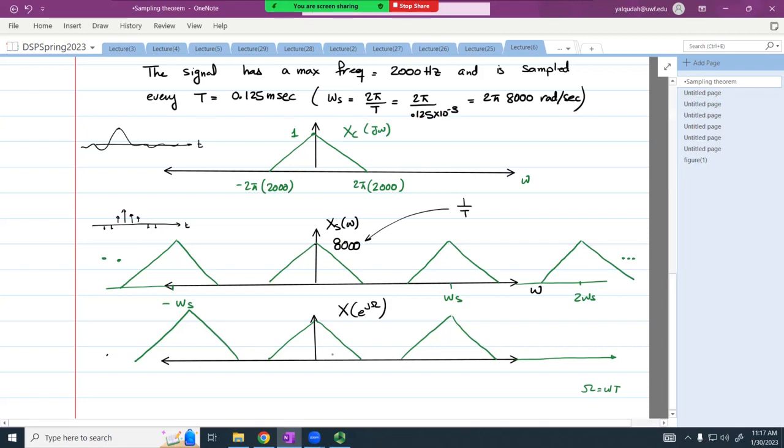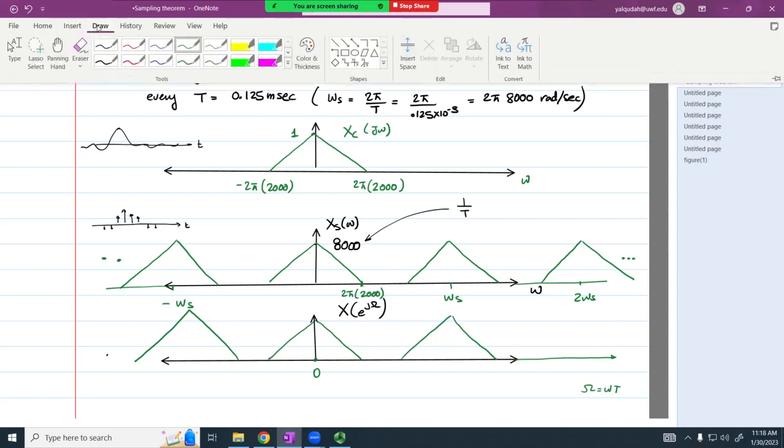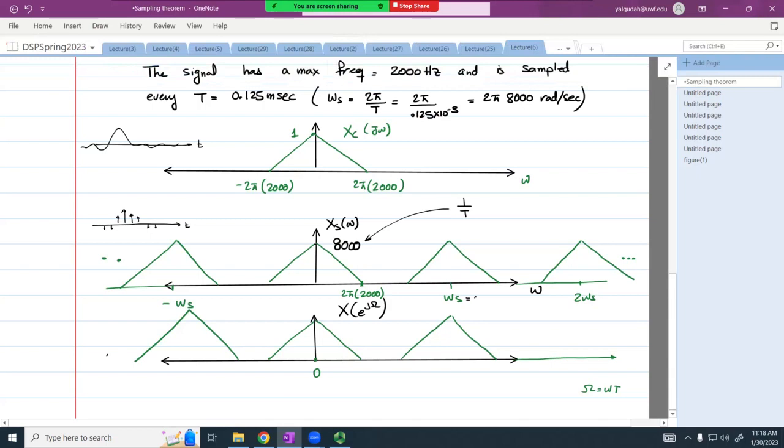So therefore, at this frequency, this is going to equal 0, and I have to label this. This is 2 pi multiplied by 2,000. What is this omega s equal to? 2 pi multiplied by 8,000. We calculated it. And 2 omega s is going to be 2 pi multiplied by 16,000, and so on.